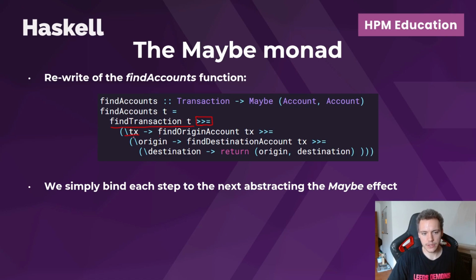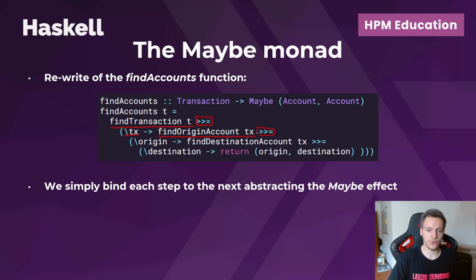We call the argument tx, and what tx represents is the result of this find transaction T, the value of the result, to be more specific. So not the Maybe Transaction, but just the transaction itself, unwrapped. And so we can use this tx. We find the origin account of tx. Then again, we bind to the next step. Find origin account tx gives us back a Maybe Account.